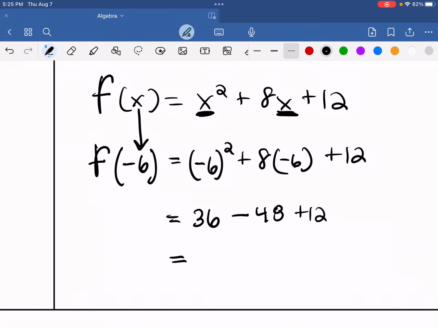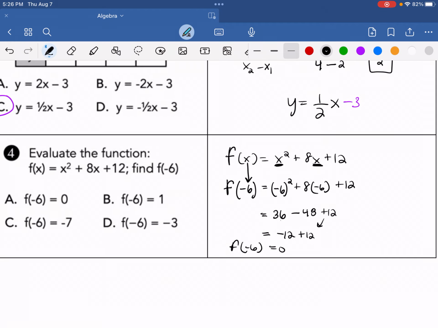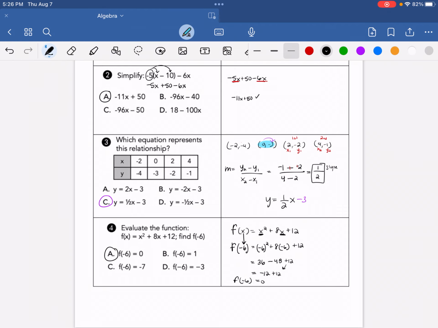Or you can do it in whatever order, really, because it's just adding and subtracting. So if you wanted to, you can add 36 plus 12 and then subtract 48. I think I'm going to do that. But you could have gone in order left to right. So 36 plus 12, that's 48, and then minus 48, so you get 0. If you go in order, 36 minus 48 is -12, and then you bring down the plus 12. So again, it makes 0. So f of -6 is 0. That means when you put -6 inside of it, the answer is 0. So that's A.